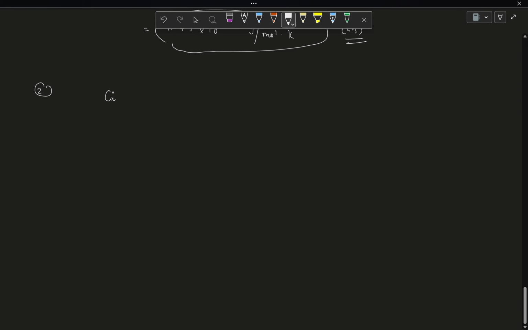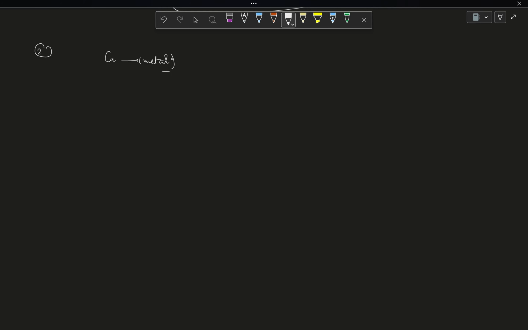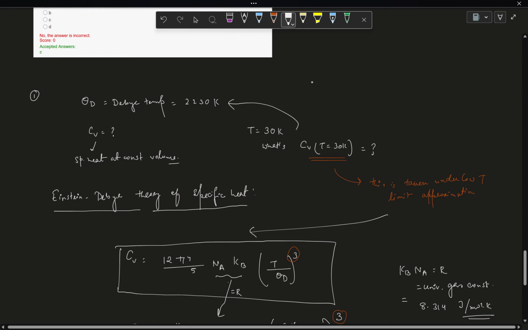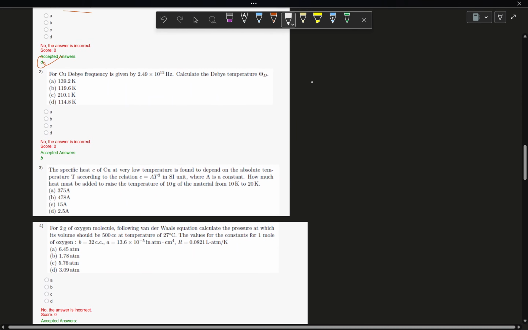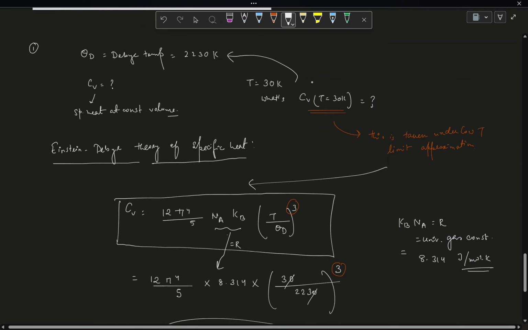So basically for copper it was, right? So copper is a metal, obviously copper is a metal. And it is mentioned that the Debye frequency nu d is 2.49 into 10 to the power, I think 12 or 13, what was that? 10 to the power 12, 10 to the power 12 Hz.